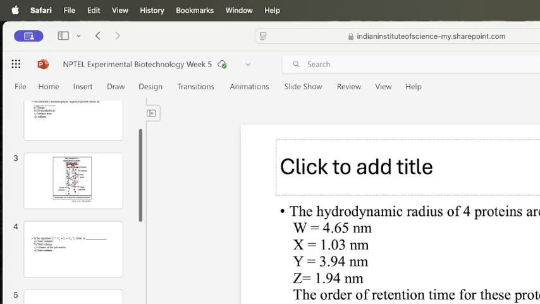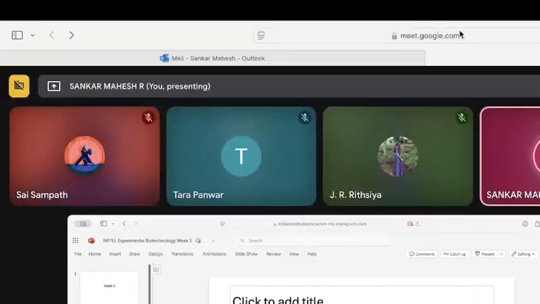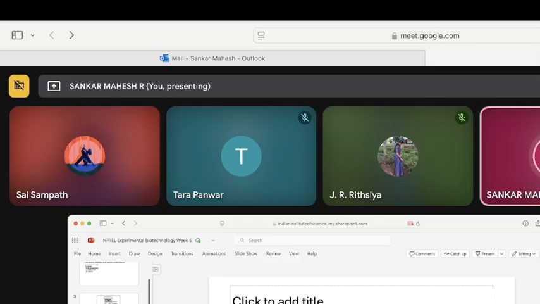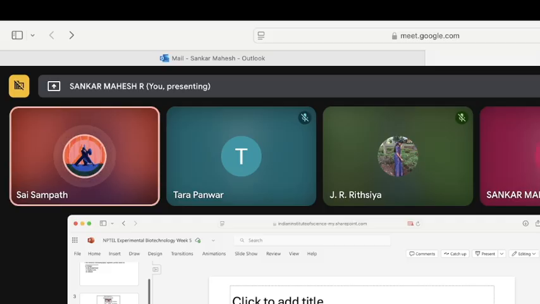So, does anyone want to try answering what hydrodynamic radius is and how to differentiate that from radius of gyration? Ritsia, Tara, Sai Sampath, anyone? The difference between radius of gyration and hydrodynamic radius? Sure, I know about the hydrodynamic radius, but I don't know about the other one. Okay, so what do you know about hydrodynamic radius? It is nothing but the radius of the protein plus the hydration sphere which is formed around it. So, what is a hydration sphere?